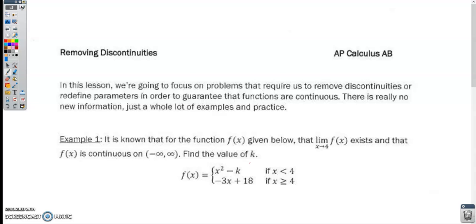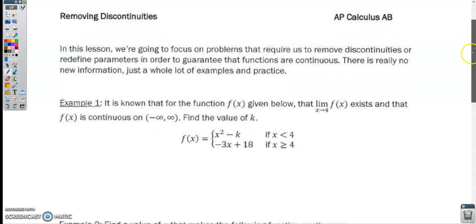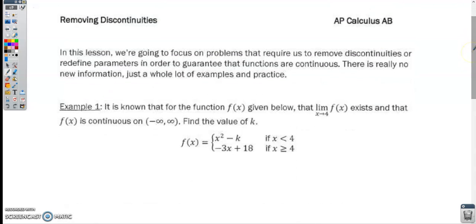All right. Let's go ahead and start here with example 1. It is known that for the function f of x given below, the limit as x approaches 4 of f of x exists, and that f of x is continuous on the interval from negative infinity to infinity. And we're supposed to find the value of k.